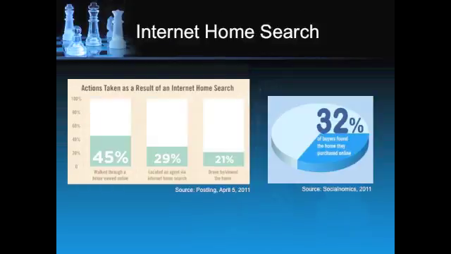Another set of statistics from Postling and Socialnomics. After an internet home search, 21% of the people drove by the home, 29% of the people located an agent via the internet home search, and 45% of the people walked through a home viewed online. And an astounding 32% of the buyers found the dream home they purchased online.